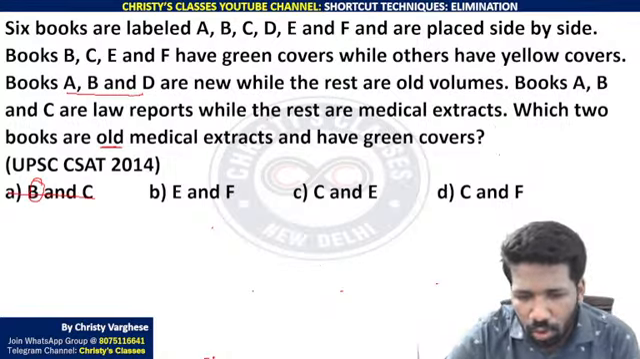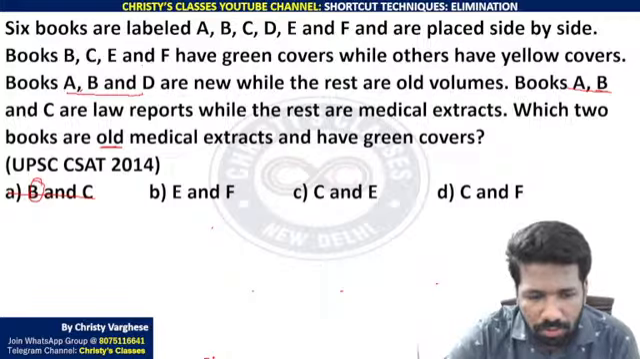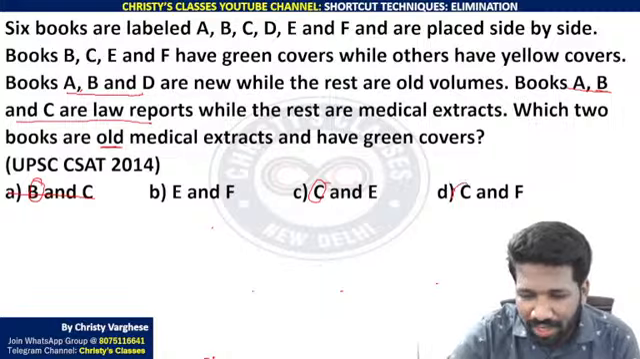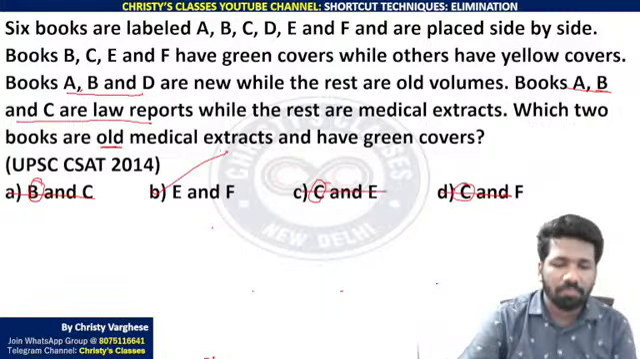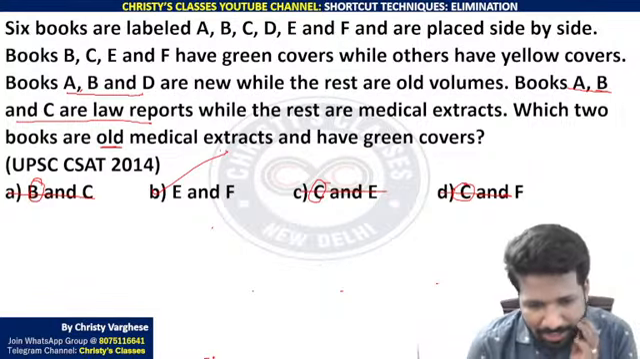Now A, B, C are law books. We don't want law books, law reports. So whichever option has A, B, C in it can be eliminated. Options C and D have A, C in it. So that itself eliminates those. The only remaining option is option B. So option B is the correct answer.